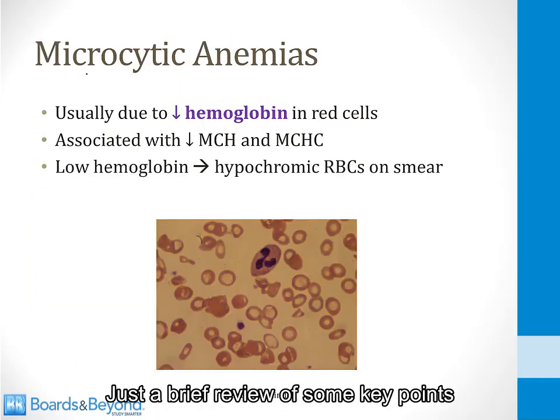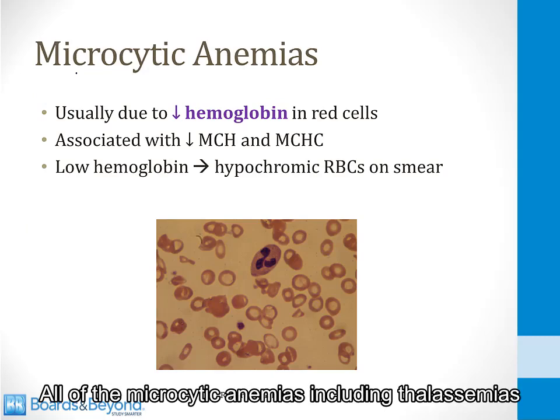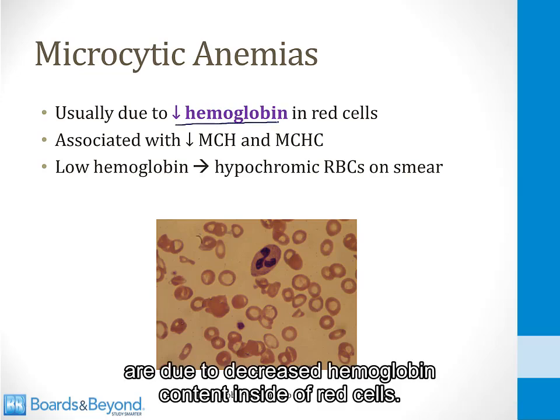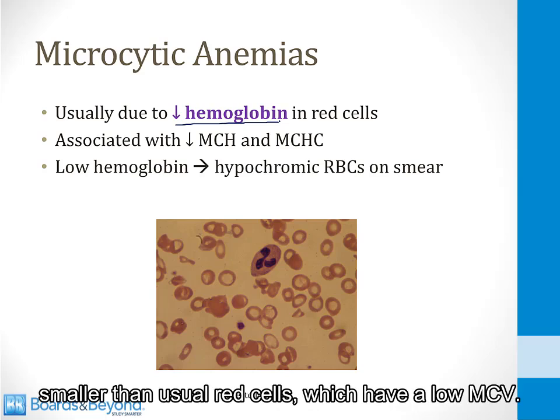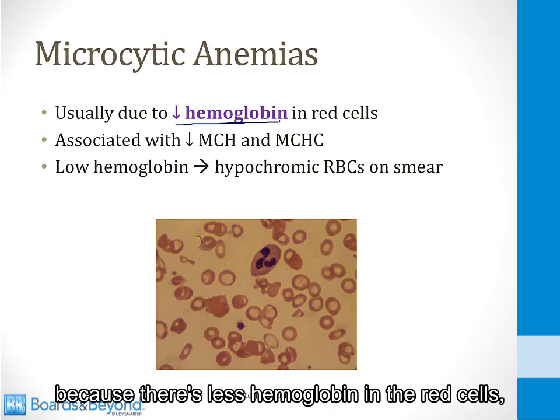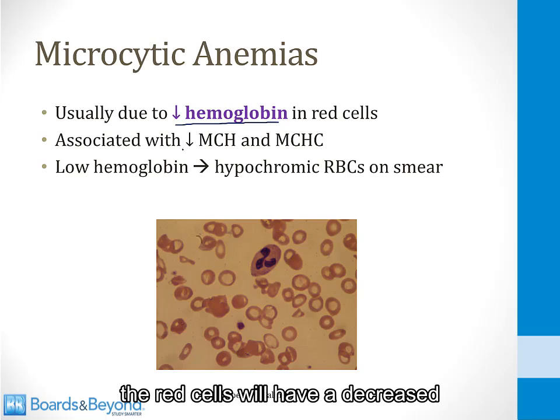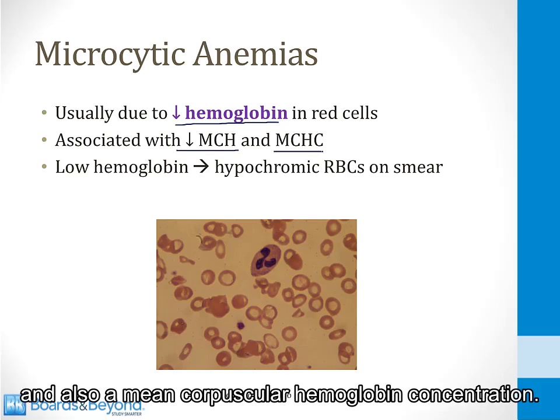Just a brief review of some key points about the microcytic anemias. All of the microcytic anemias, including thalassemias, are due to decreased hemoglobin content inside of red cells. When there's decreased hemoglobin, red blood cell precursors will undergo extra divisions, and therefore they will generate smaller than usual red cells, which have a low MCV. In addition to the low MCV, because there's less hemoglobin in the red cells, they will have a decreased mean corpuscular hemoglobin mass, and also a decreased mean corpuscular hemoglobin concentration.